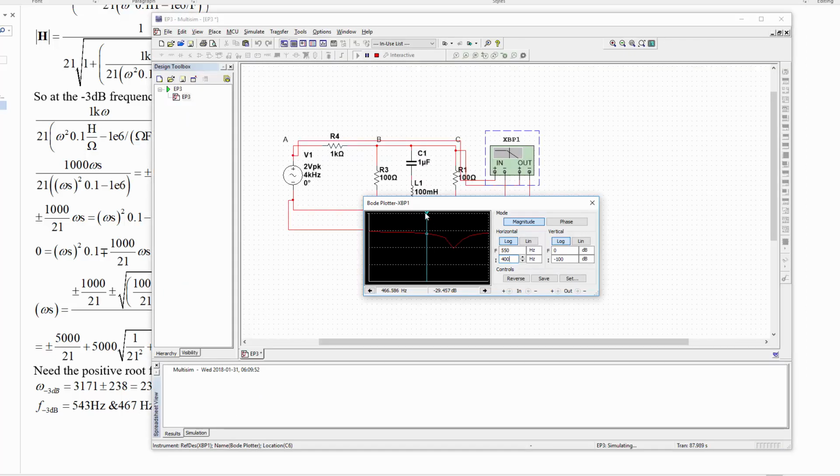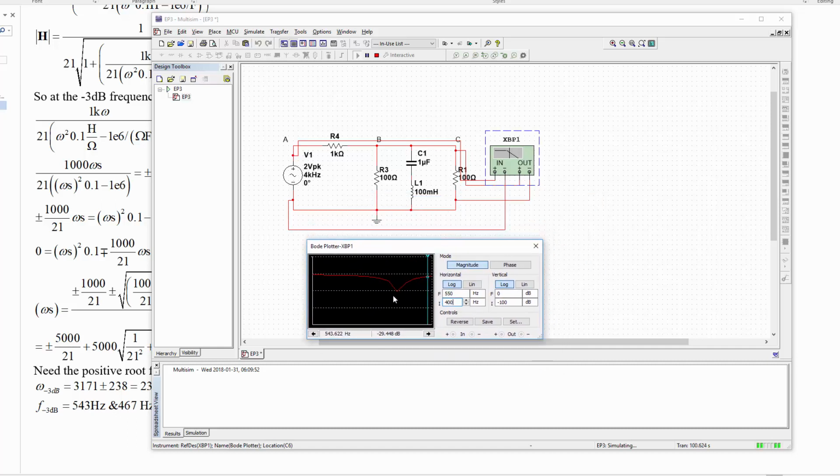Now on the other side, we're again looking for that 29.4 there. Oh, that's pretty good. And that's 543.6, which is also exactly what we calculated. So there you have it, 3 dB frequencies and resonant frequency calculated for a notch filter.